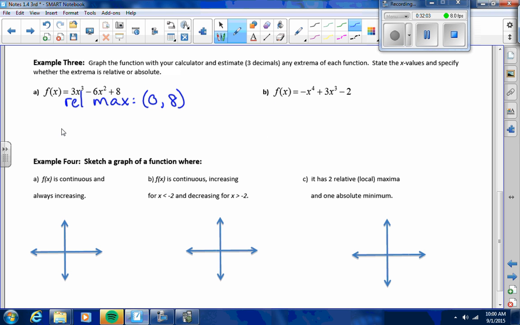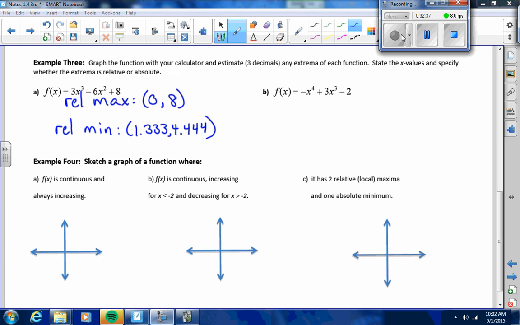Is it absolute or relative? So it's a relative minimum at 1.333, comma, 4.444. Any questions on that? All right, on your own, type in that next equation and find all extrema on your own.